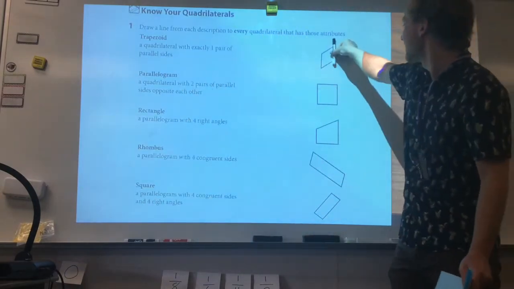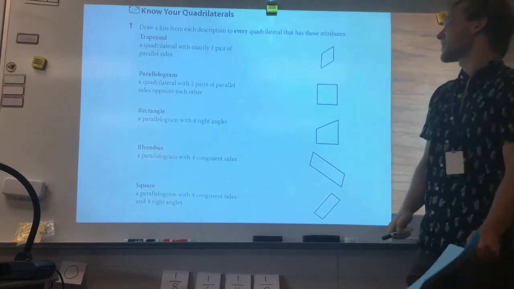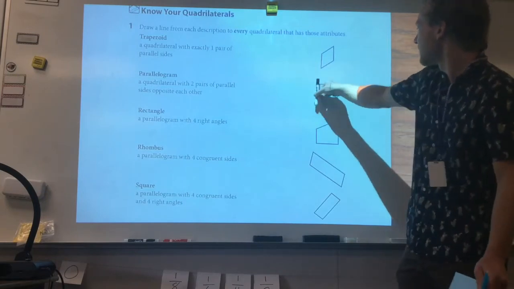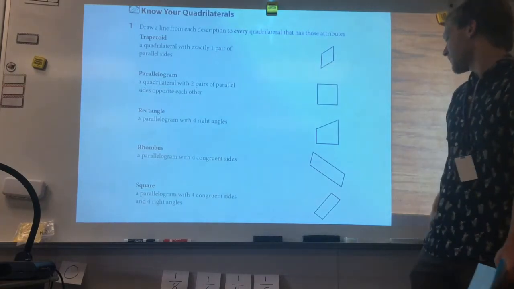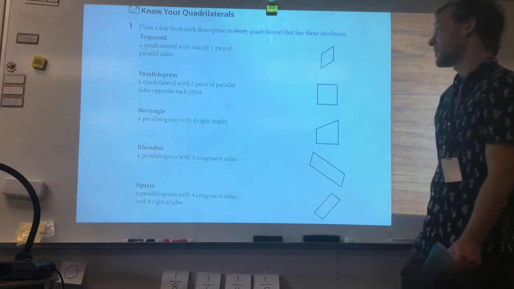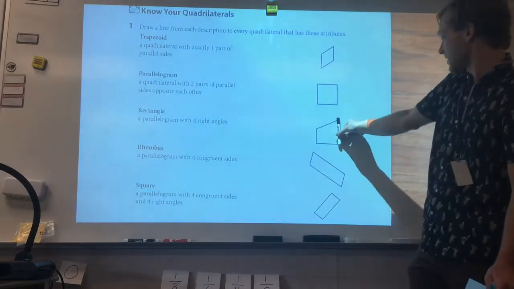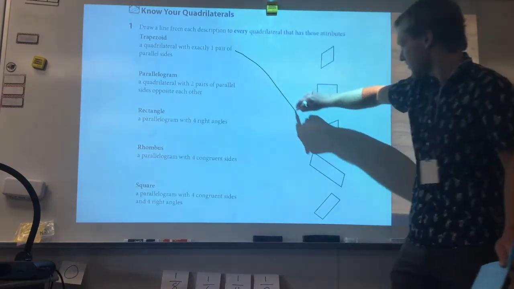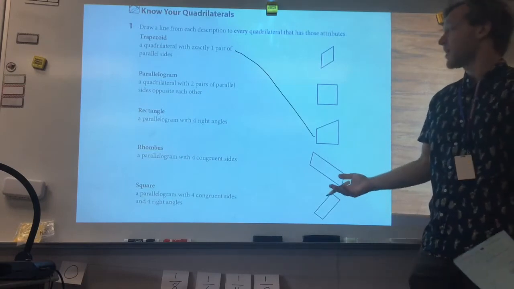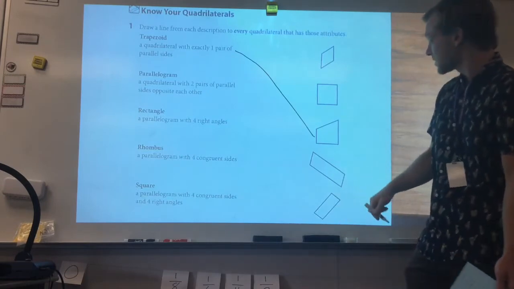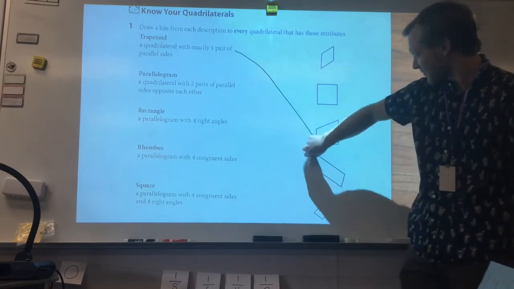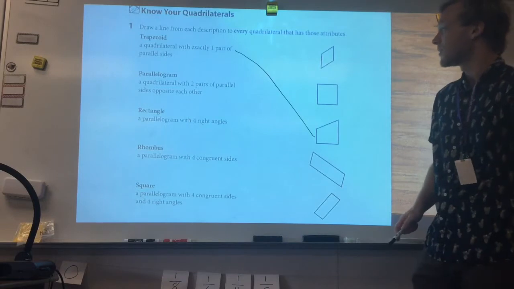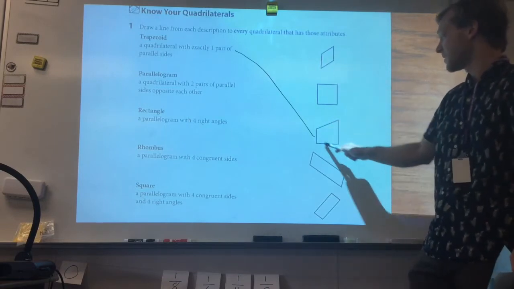This shape has two pairs of parallel sides, so we won't draw a line from there to here, okay? This shape has two pairs of parallel sides, so we won't draw a line from there to here. This shape has just one pair of parallel sides, so we will draw a line from trapezoid down to this shape, which is a trapezoid. And the other two shapes look like they have two pairs of parallel sides. Yep, so they are not trapezoids, so the only trapezoid out of these shapes is this figure here.